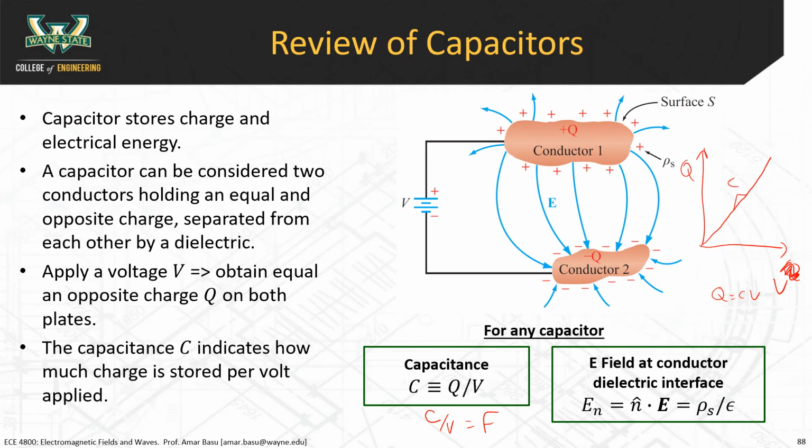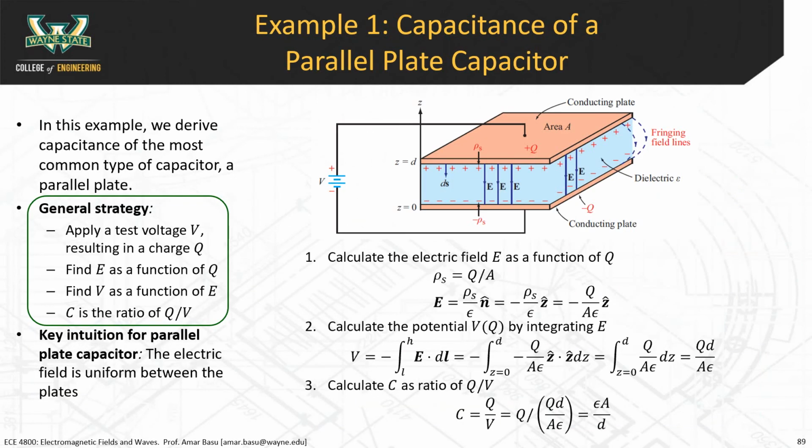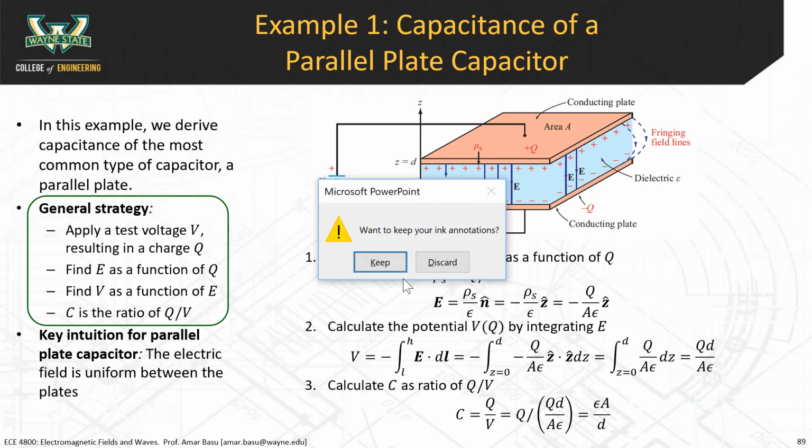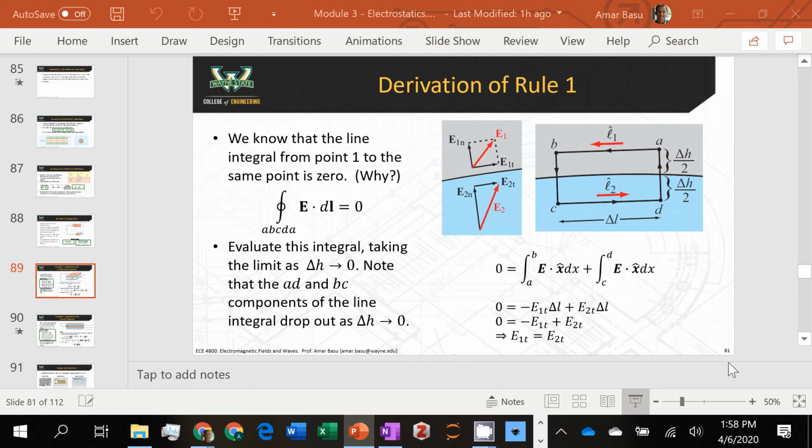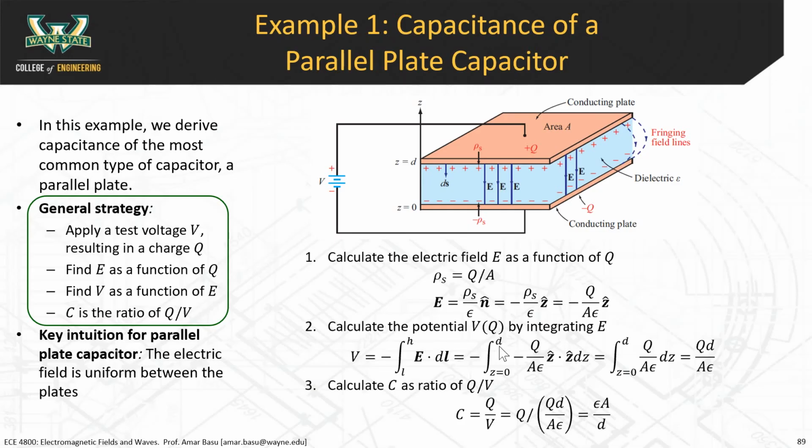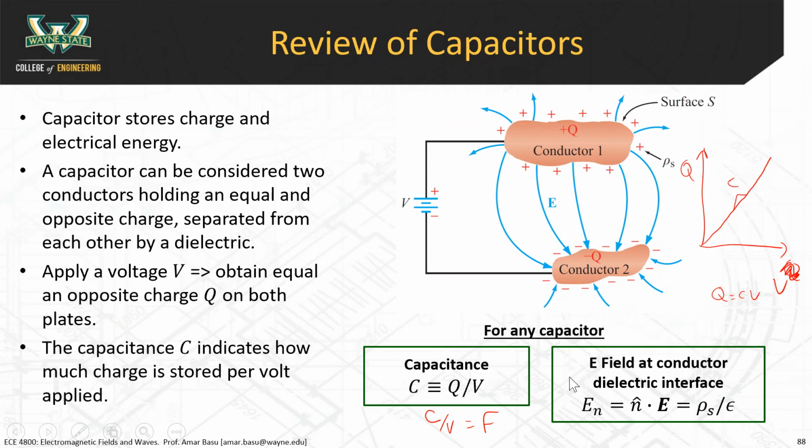Wherever we have this conductor-dielectric interface, the normal component of the field is equal to rho s over epsilon. If we were to draw this in the diagram, this is our E sub n, which is being talked about in this equation here. The normal component on the surface is rho s over epsilon.